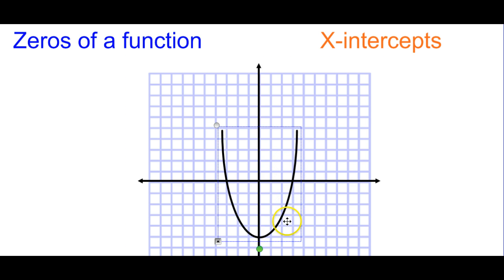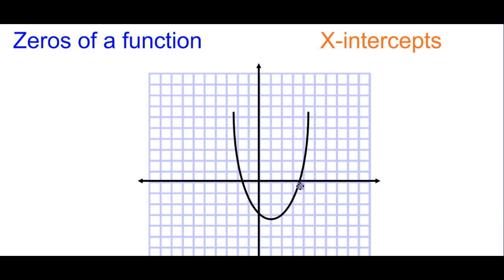It could be something like this, in which case it would only have one x-intercept, and that x-intercept would be the vertex. Okay?